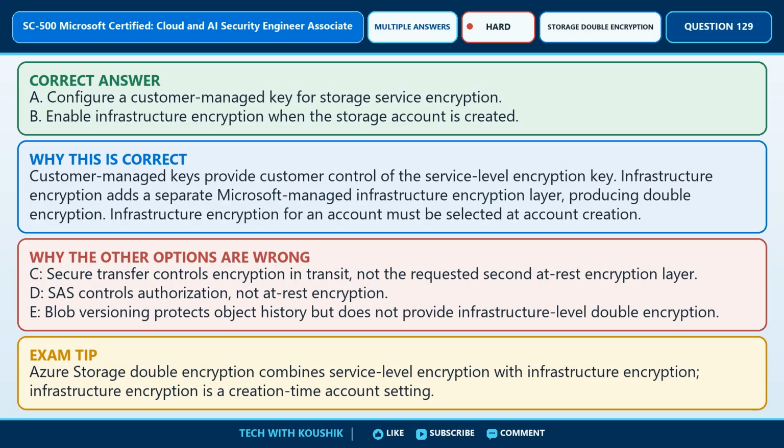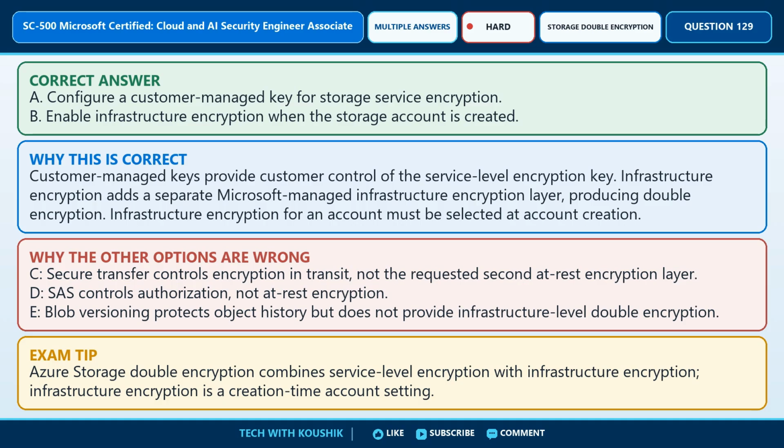Select Option A, configure a customer-managed key for storage service encryption, and Option B, enable infrastructure encryption when the storage account is created. The requirement is satisfied because customer-managed keys provide customer control of the service-level encryption key. Infrastructure encryption adds a separate Microsoft-managed infrastructure encryption layer, producing double encryption. Infrastructure encryption for an account must be selected at account creation.